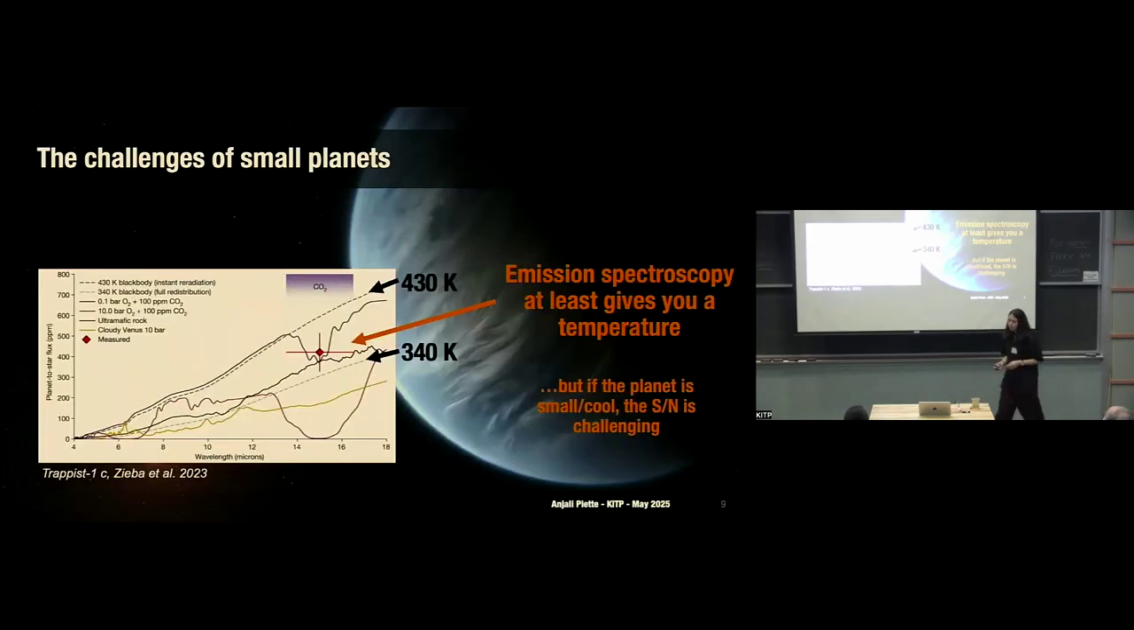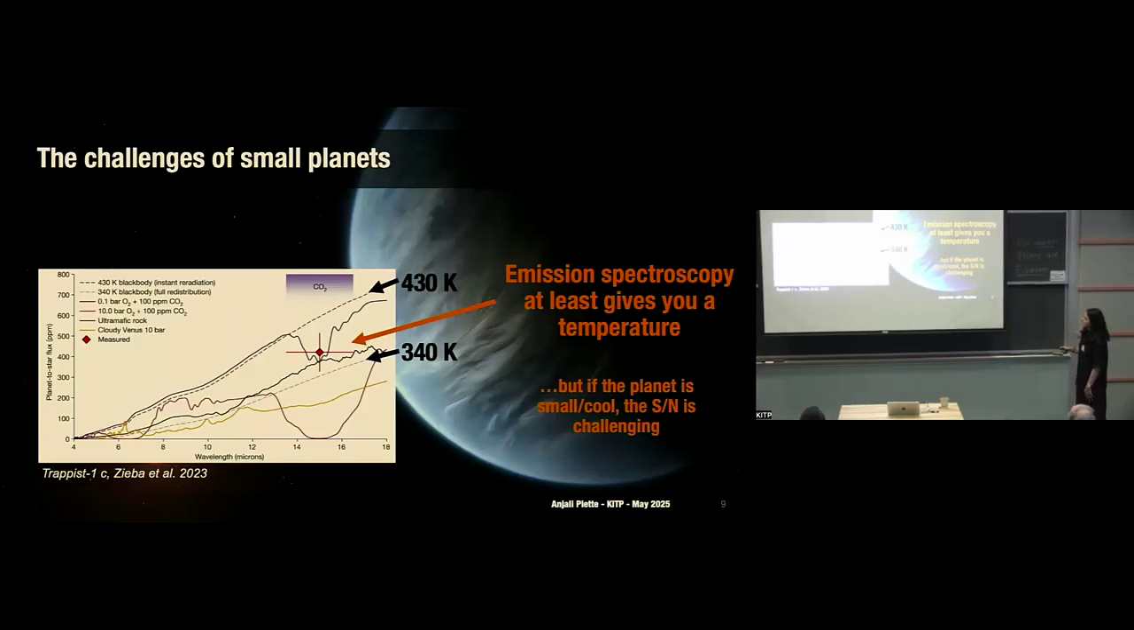So going back to emission spectroscopy, I guess I already showed that I'm a little bit biased. I think it's really cool that we can measure these temperatures of the day sides of small planets. So this is now the example of TRAPPIST-1c, where this emission data point from JWST constrains the temperature of the atmosphere at least at around 15 microns. And in this case, it's degenerate between an ultramafic rock surface, or probably some other surface compositions as well, or a thin atmosphere with a bit of CO2 in it. So one way to break that degeneracy would be to observe at other wavelengths as well.